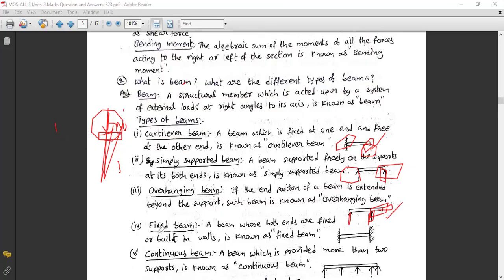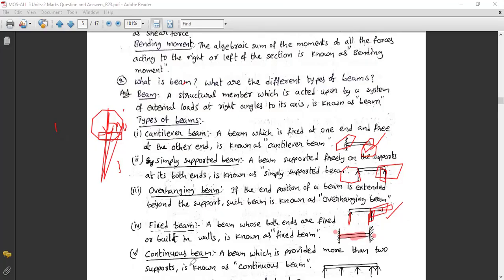So, types of beam: the fixed beam. You can say this is a beam. This beam is fixed here and fixed here. Two sides it is fixed. So if it is fixed here and here, then it is called a fixed beam. Any loading should be done at the center only. A beam whose both ends are fixed or built into walls. Two walls are built here, so it will not move anywhere, but there is a chance of moving in these directions.